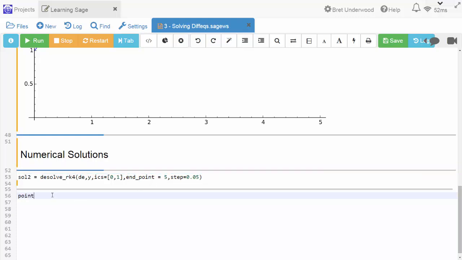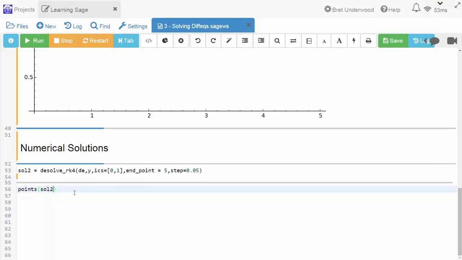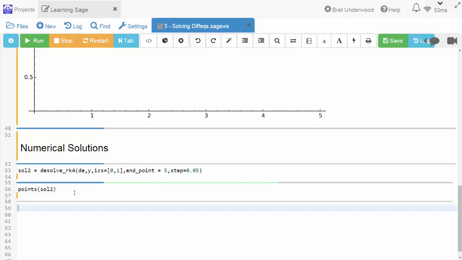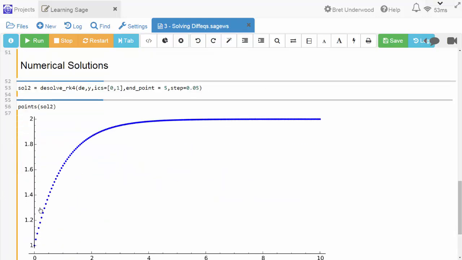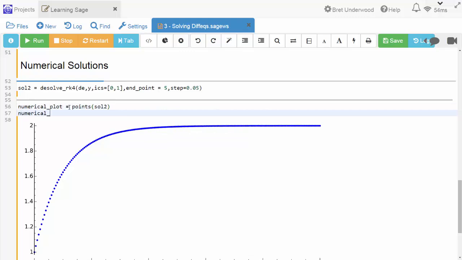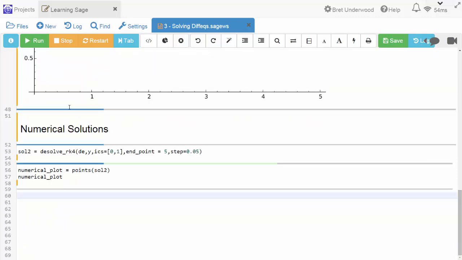Okay, so now let's plot this solution. The way we plot a numerical solution to a differential equation is with the points method. So we say points of the solution that we got from the numerical solver. And it spits out all of the individual data points that it used to solve the system. Let's call this a new plot. Let's call this the numerical plot. And then let's retype that so that we can display it.